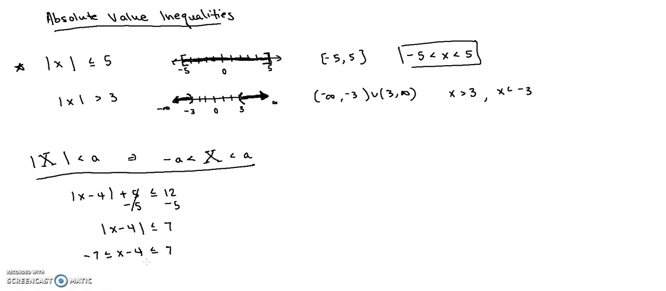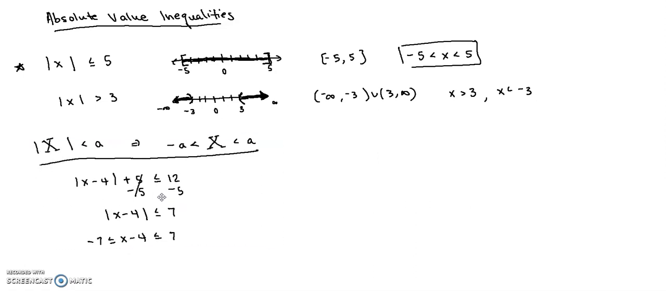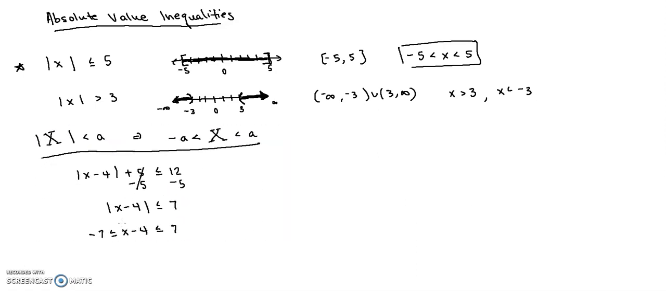Okay, now I'm kind of running out of space here. Let me see if I can slide this up just a smidge. Okay, so now we're going to solve this two-sided inequality like we did before. We want to get x by itself, so we're going to add 4 to both sides. Add 4 to all 3 pieces, and we're going to get -3 on the left, x in the middle, and then 11 on the right. So this tells us that x has to be between -3 and 11 for this inequality to work.